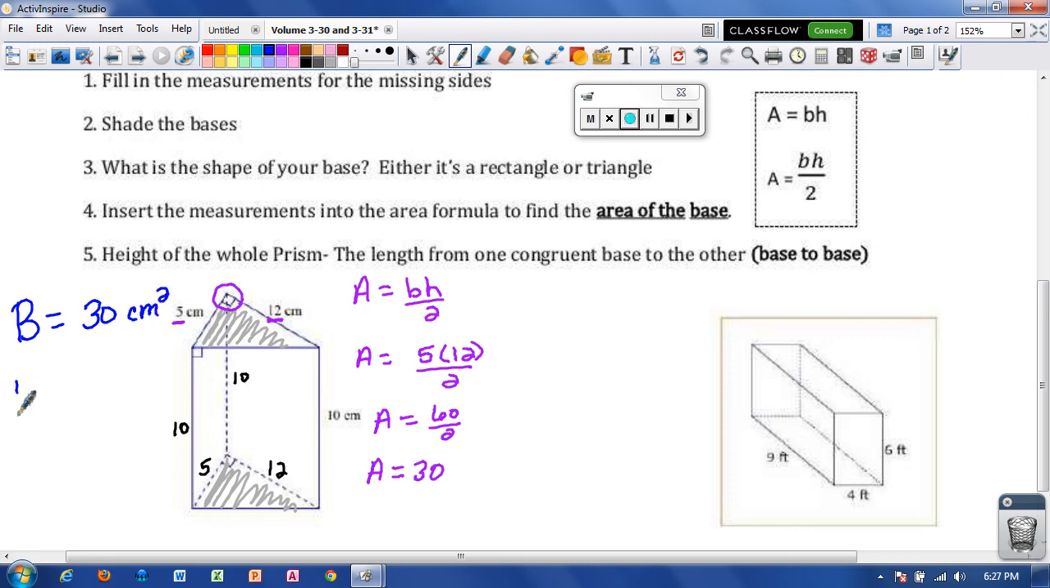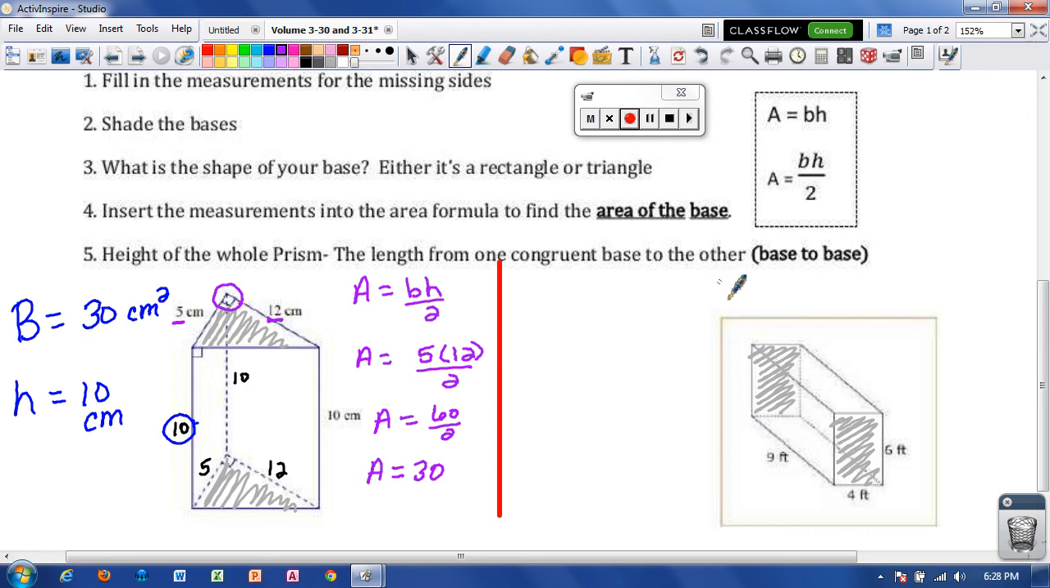So now we need to identify the height. Well, the height, that is the length from one base to another. So we just want to see what's connecting this base to this base, and that would be 10. So the height is simply 10 centimeters. Alright, let's identify the big B and the height for this rectangular prism. So we have this rectangular prism, so that means that the base is going to be a rectangle. So I am going to shade this in as my base, which means this is also my base.